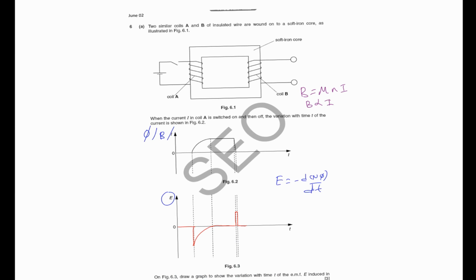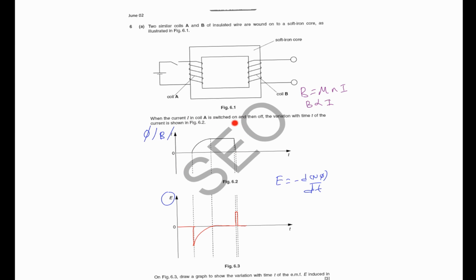Now for this question, we are given a transformer, but the current in your primary coil varies according to this shape. So your job is to plot how the EMF in the secondary coil would look. Remember, from the formula E equals negative dNΦ/dt, the rule is that the induced EMF value, which is E, will be equal to the negative of the gradient of this graph.